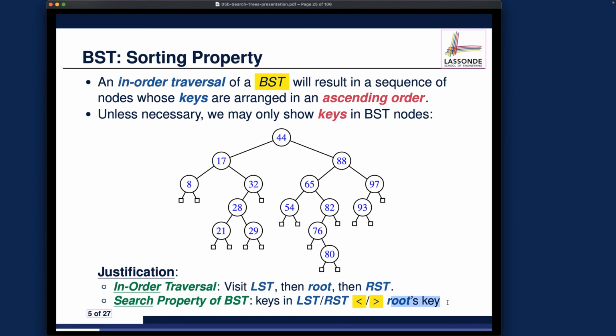All right, so that's about enough introduction to the binary search tree. We talked about its recursive definition, we talked about the search property, and we talked about the sorting property given a binary search tree. Let's now move on to talk about how we can implement a binary search tree.